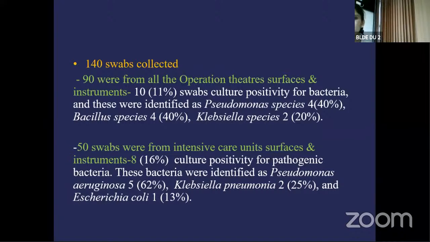Out of 140 swabs collected from surfaces and equipment, 90 were from OTs and 50 were from ICUs. Among the 90, 10 swabs showed culture positivity. The organisms were Pseudomonas species, Bacillus species, and Klebsiella species. Among the ICUs, the most common organism isolated was Pseudomonas, followed by Klebsiella pneumoniae and Escherichia coli. These are the organisms which were isolated from the surfaces and equipment of OTs and ICUs.